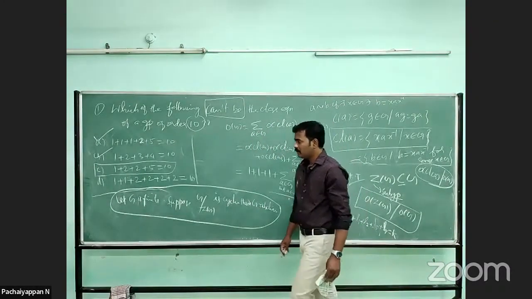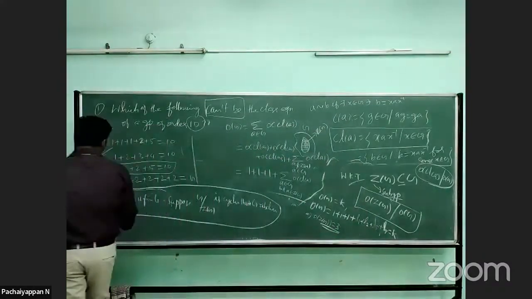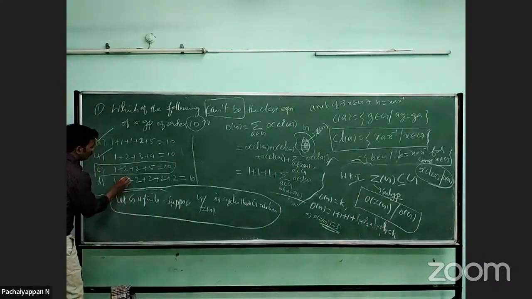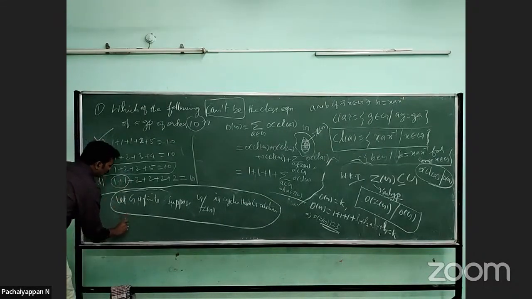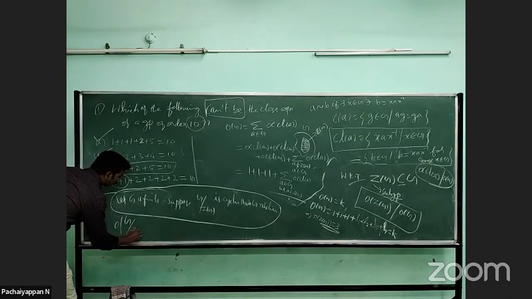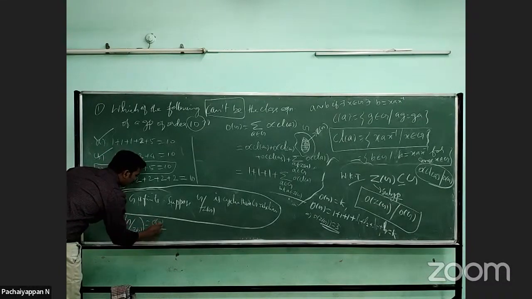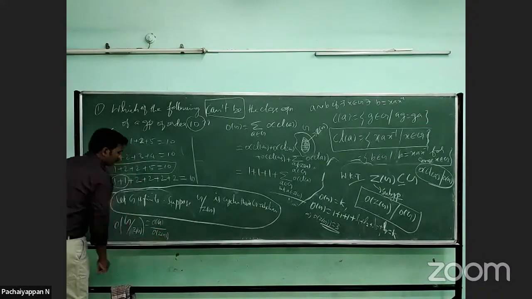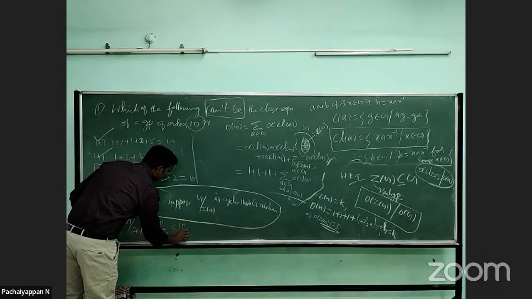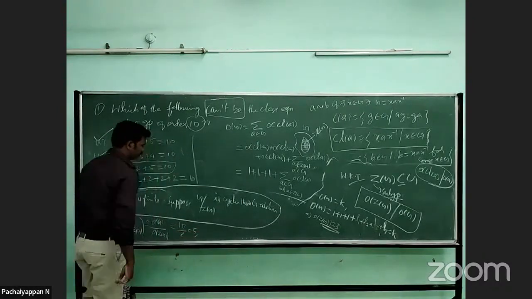Okay, fine. Suppose now the center contains 2 elements. The order of G mod center of G, what is your conclusion? This is equal to the order of G by the order of the center of G, 10 by 2. This is equal to 5.